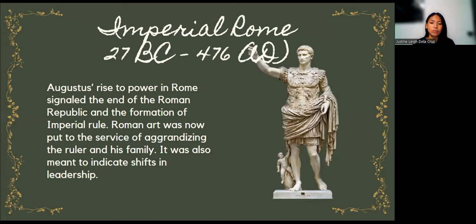So dito sa statue, mapapansin nyo, this is the statue of Augustus of Prima Porta. Meron dito ang baby na nasa baba. This is Cupid or Venus' son, and it emphasizes Augustus' assertion of divine lineage of the Julian family, na founder ng Italy and also to Venus.